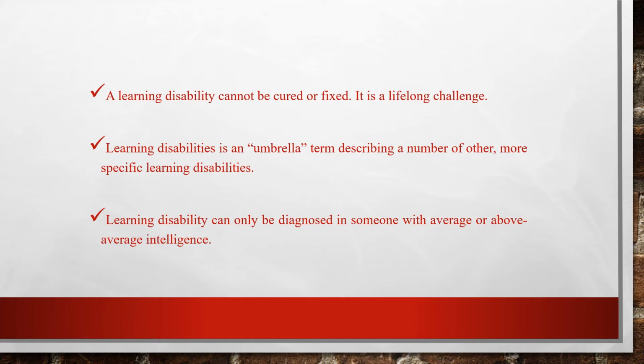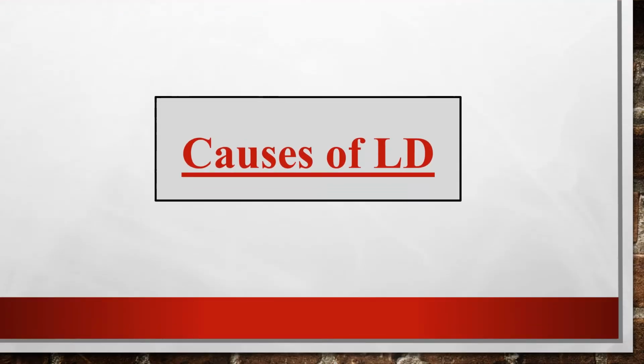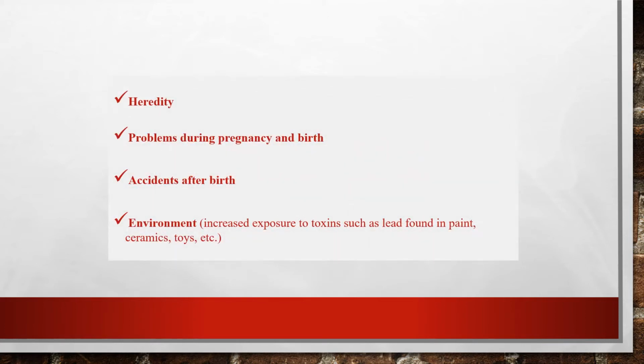Learning disability is an umbrella term describing a number of other more specific learning disabilities. Learning disability can be diagnosed in someone with average or above average intelligence. Causes of LD: heredity, problems during pregnancy and birth, accidents after birth, environment like increased exposure to toxins such as lead found in paint, ceramics, toys, etc.